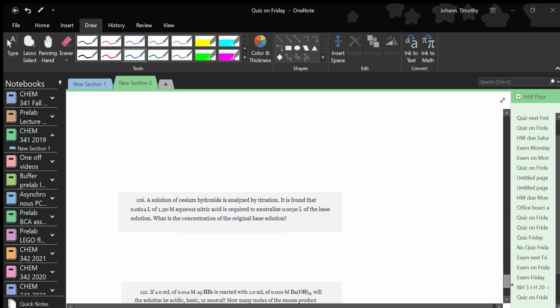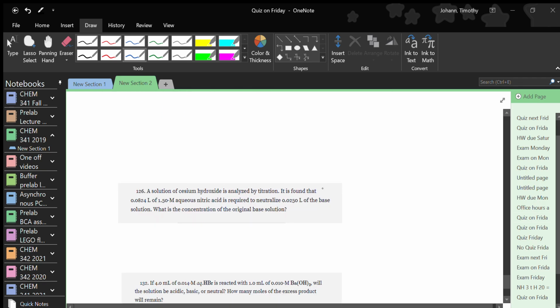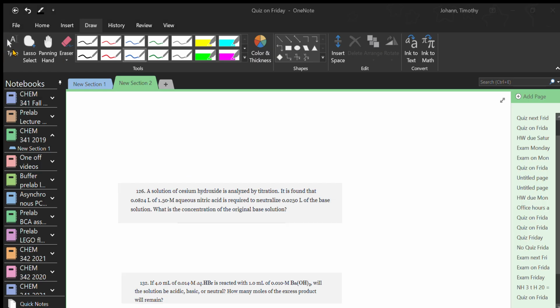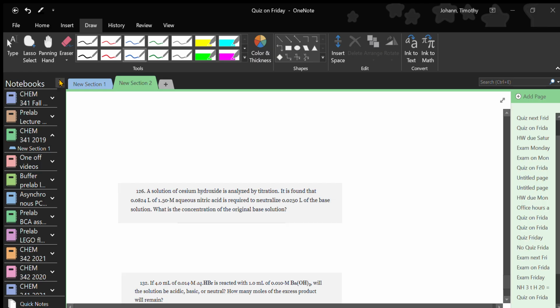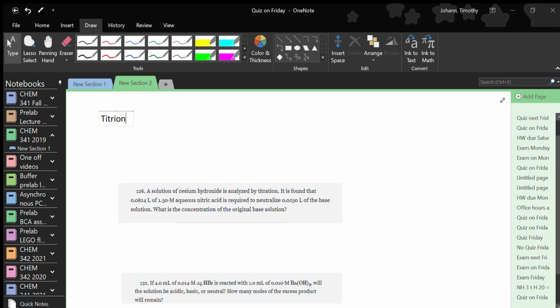Okay, so what I want to do now is start talking about titration. As I understand it, you've done titration a number of times in lab, and you're going to do it again in a couple weeks. Okay, so titration is a technique that you can use to figure out the concentration of an acid or a base.